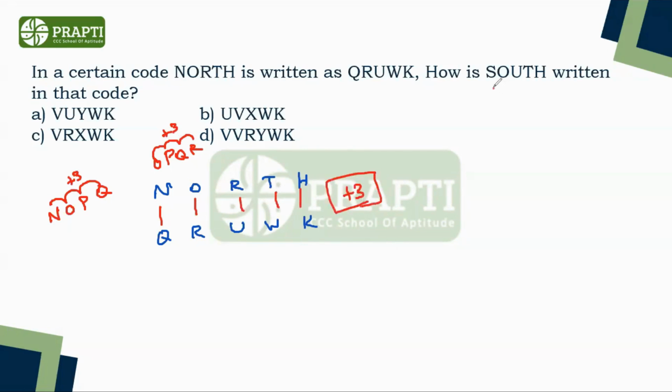So in the same manner for SOUTH. So if you add it, yes, S plus 3 is V. So you just see V is present in option A, option C, option D as well. But in D we have 6 letters. So we'll remove this. So either option A or option C. Now we'll check with the second alphabet O. So it will be R. O plus 3 is R. So option C will be the answer.